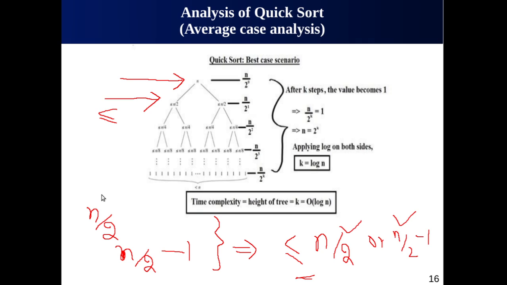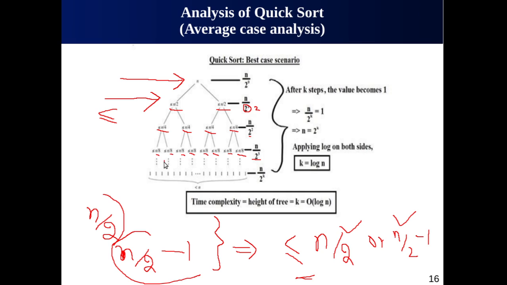Because on one side we have n by 2, but on the other side we have n by 2 minus 1. So we can write these two equations generally like this: less than or equal to n by 2, which is read as at most n by 2, which means n by 2 or n by 2 minus 1. So in the first recursion at the beginning we have n, then n by 2 to the power 1, then to the power 2. Actually, 2 to the power 1 means 2, so we have 2 subarrays. 2 to the power 2 means 4, so we have 4 subarrays: 1, 2, 3 and 4. 2 to the power 3 means 8, so we have 8 subarrays.